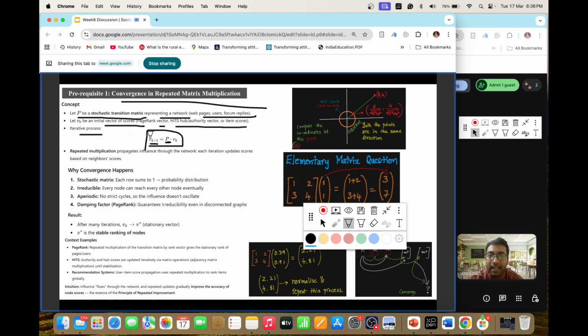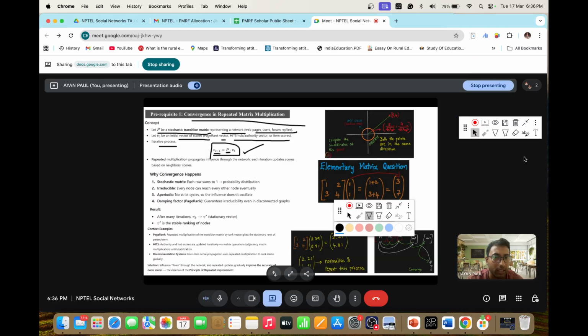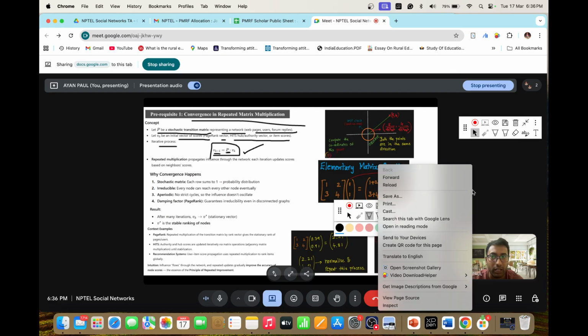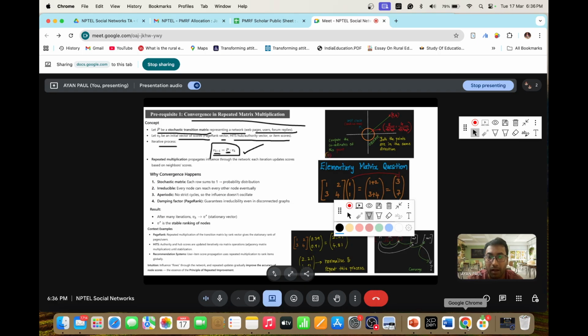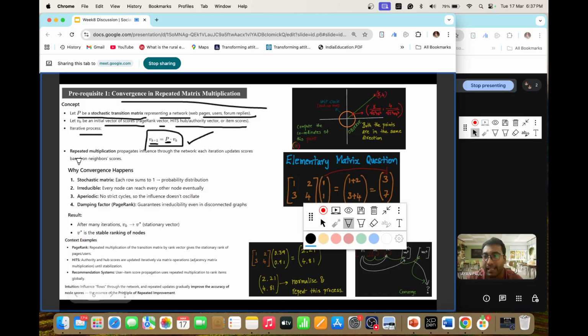Now the iterative process is a simple multiplication. The repeated multiplication propagates influence through the network, and each iteration updates scores. Now why convergence happens, this is the main question that you have to understand. We are seeing that convergence is happening in PageRank or in HITS, but why is this convergence actually happening? That is the question.